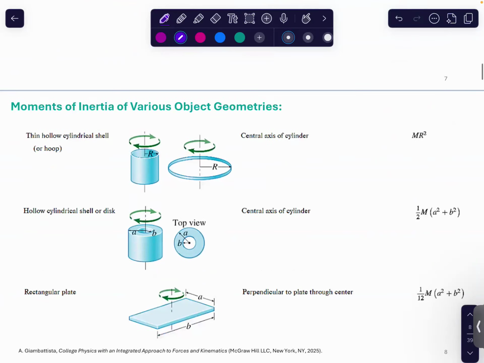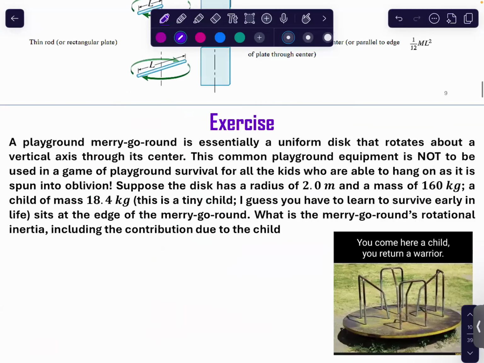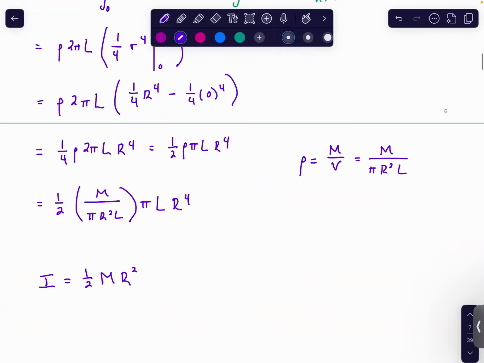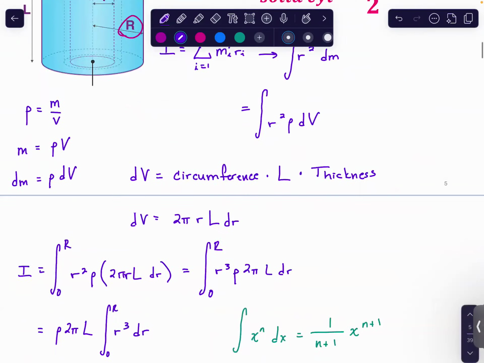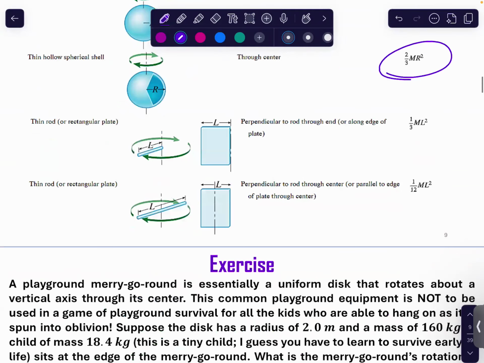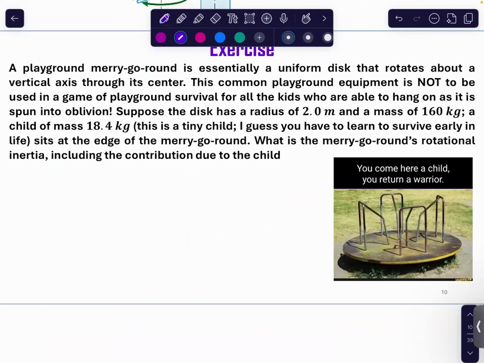Well, where's our... I guess I didn't put it on there. Okay, so our disk is essentially a very short solid cylinder. So we're going to use a solid cylinder equation. All right. And then the moment of inertia of the child.